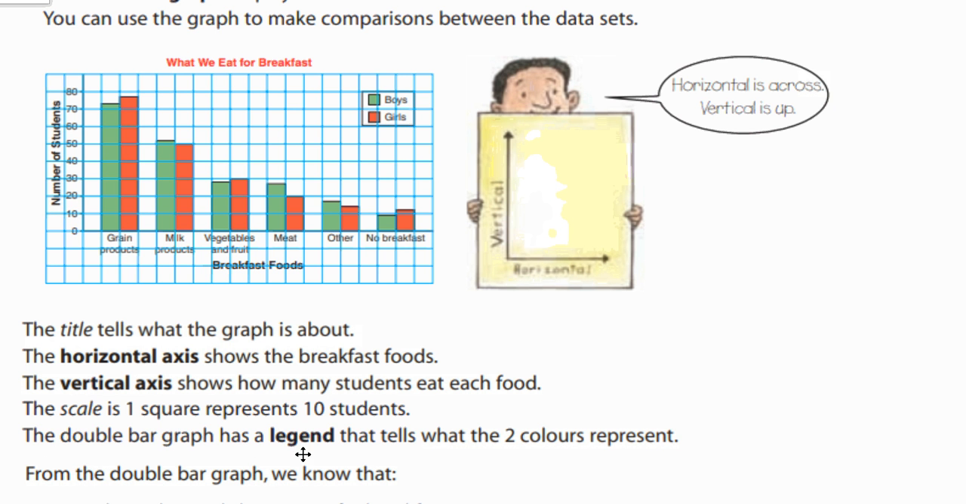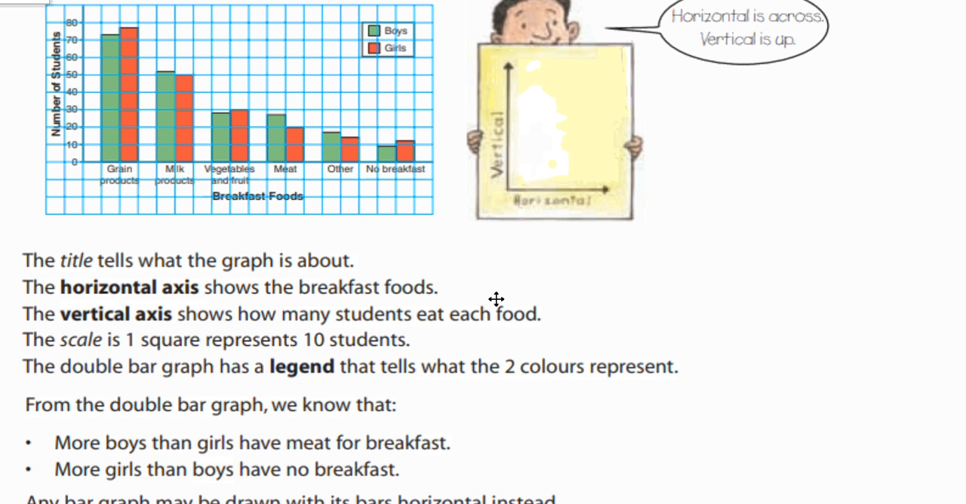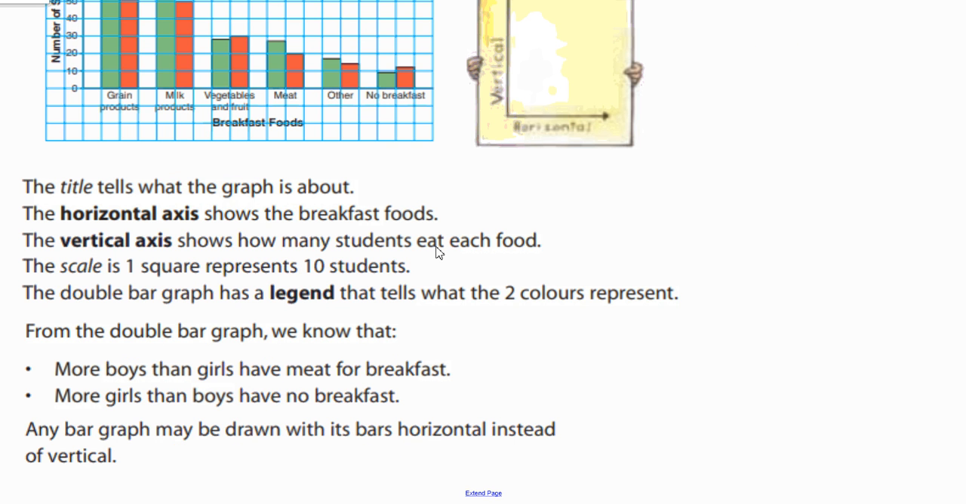The double bar graph has a legend that tells us what the two colors represent. So the green and the red each have a different meaning, and those are explained in the legend, which is right here. From the double bar graph, we know that more boys than girls have meat for breakfast, and more girls than boys have no breakfast. So the green bar here, more meat, is the green bar, and no breakfast is the red bar.